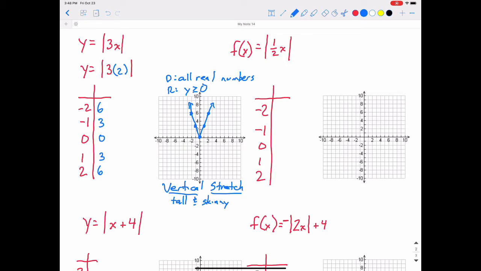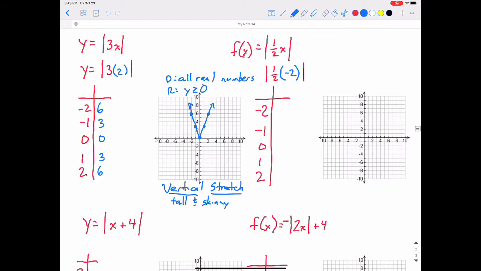How does a fraction affect an absolute value function? So we're back to function notation, f of x. No change on that. We're going to take the fraction 1/2 times each of the numbers that we plug in, and then take the absolute value of that number. So 1/2 times -2 is -1, and the absolute value of -1 is +1. And then 1/2 times -1 is -1/2. Absolute value of -1/2 is +1/2.